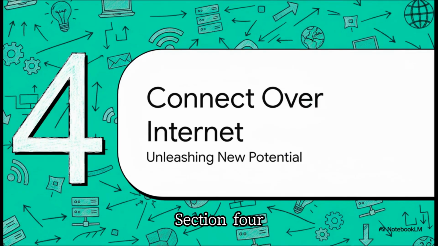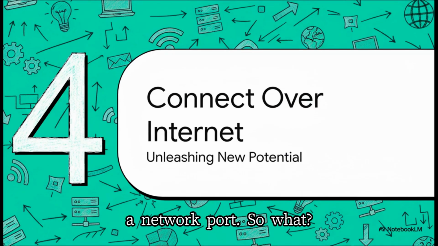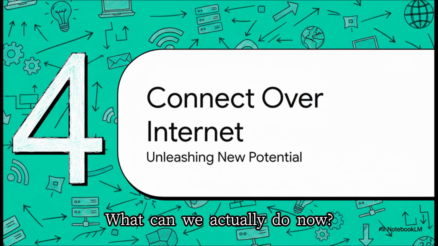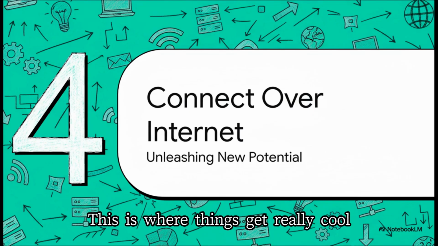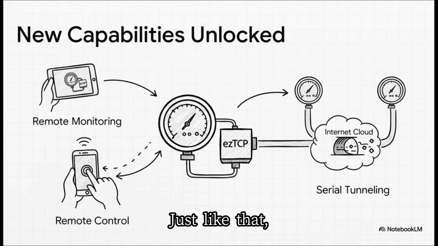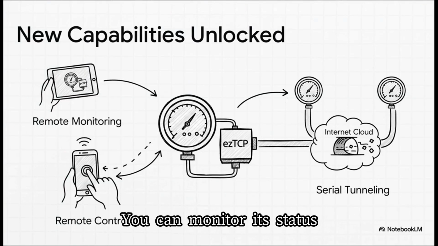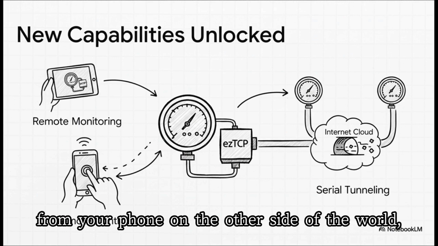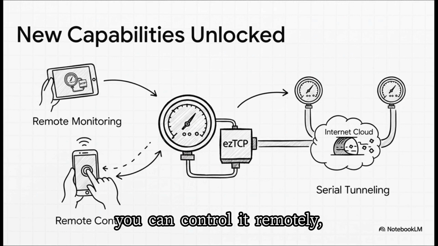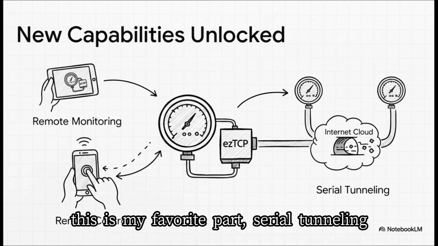All right, Section 4. So we've given our old device a network port. So what can we actually do now? This is where things get really cool, and the true potential is unleashed. Just like that, your isolated machine is now on the grid. You can monitor its status from your phone on the other side of the world, you can control it remotely, and check this out, this is my favorite part, serial tunneling.